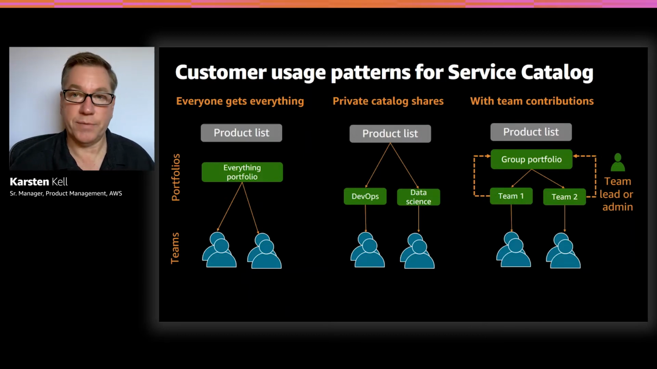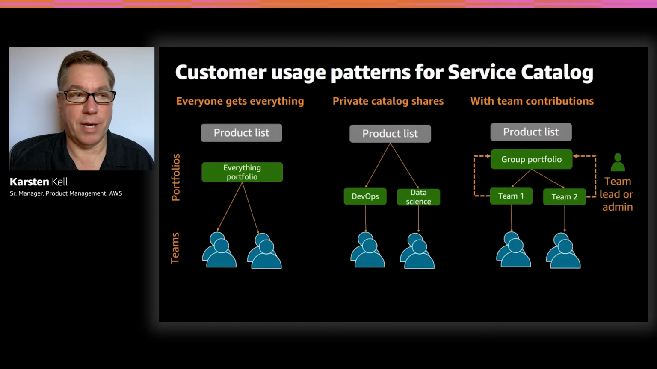Some patterns that we've seen for the sharing are, and I'm going to go left to right here, everyone gets everything. This is a very simple way to do sharing. The cloud administrators create a central catalog of products. They put those all into a portfolio, and that gets shared with everybody. So all your DevOps teams, your data scientists, they can just browse through those products, self-service provision them, and maintain the lifecycle of what they've provisioned.